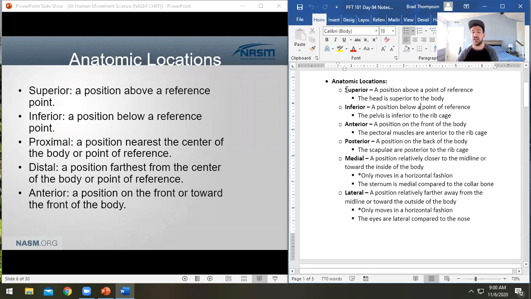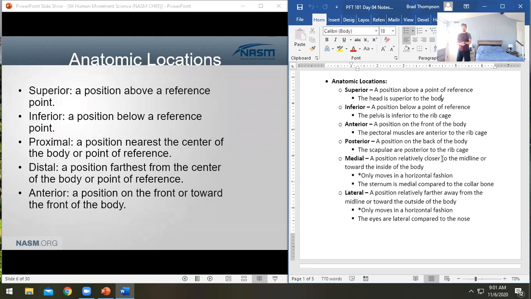But for now, we're going to look at the idea of superior. Superior is a position above a point of reference. So when you're looking at the body, right? Really quickly before we do our anatomic locations, one thing I want you to remember is that all of this terminology is always as if the body is in this position right here. The way I'm standing is referred to as the anatomic position, right? It is standing tall with toes pointed straight forward, hands at your sides, palms facing forward. So that's the anatomic position.